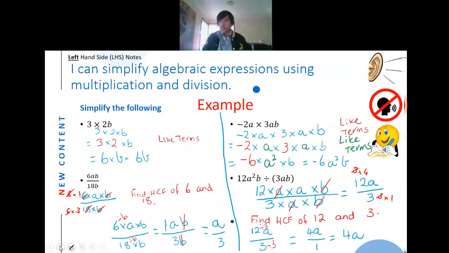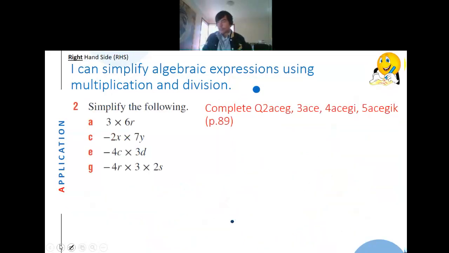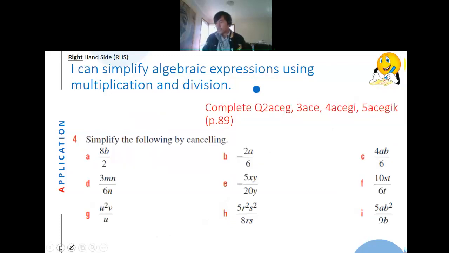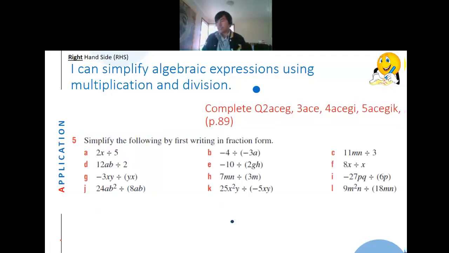If everyone is okay with the example and you feel confident with it, then you can start doing the questions here. So we've got question 2. We have to do A, C, E, and G. Question 3, you have to do A, C, and E. Question 4, you have to do A, C, E, G, I. And then question 5, a bit of a longer question, you have A, C, E, G, I, and K. They all just use the examples that we did before to answer these questions.